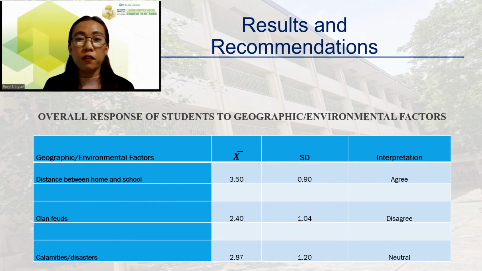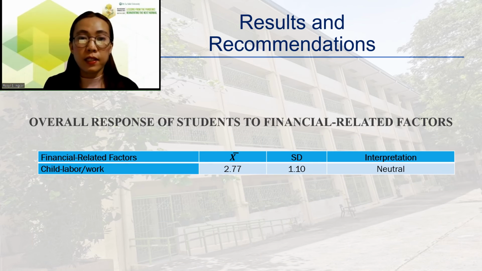And for the overall response of students to geographic or environmental factors, students agreed that distance between home and school affects students' attendance, while students disagreed on clan feuds and were neutral on calamities or disasters. Lastly is the overall response of students to financial-related factors, where students are neutral to child labor or work.